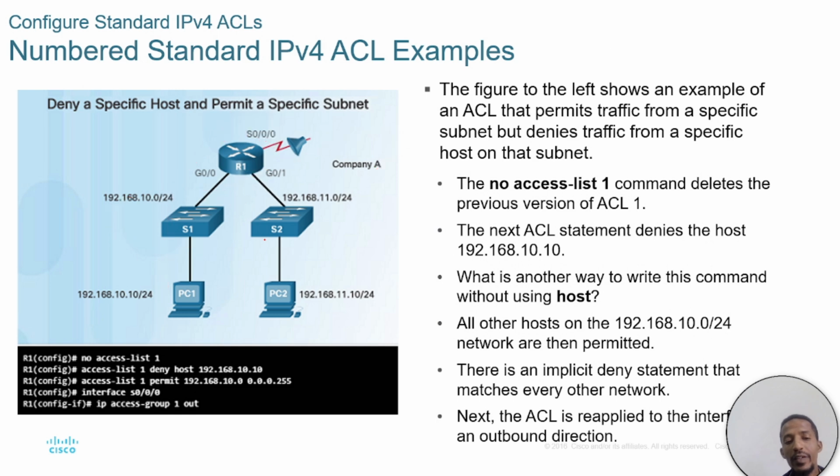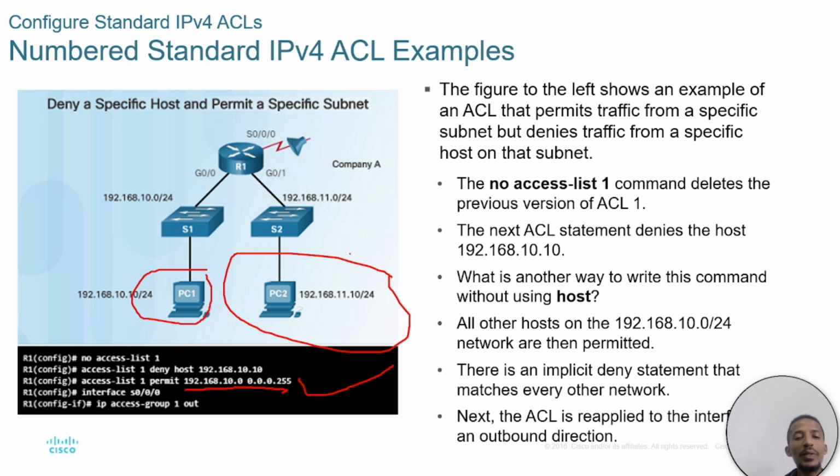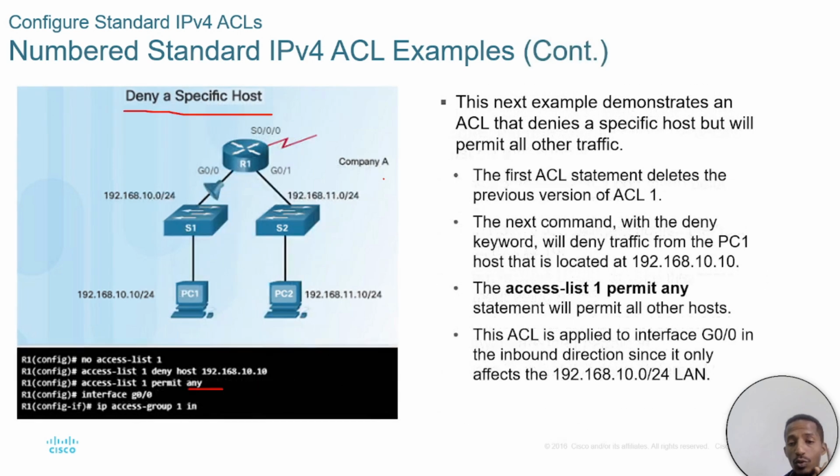So the problem with the previous one was what? We permitted the 192.168.10.0 network. But what about 11? So what did we say previously? Don't forget. Previously we said the last statement is always an implicit deny. Because we only permitted this one, not only did we prevent this PC, we also prevented the entire subnet from this network. So you need to be very, very specific when you implement the rule. So don't forget that one.